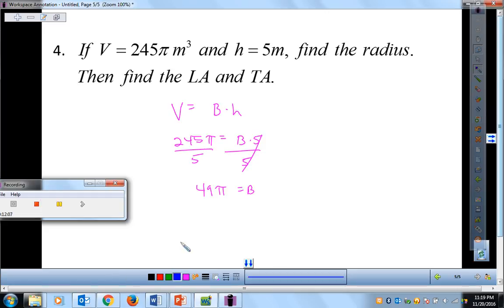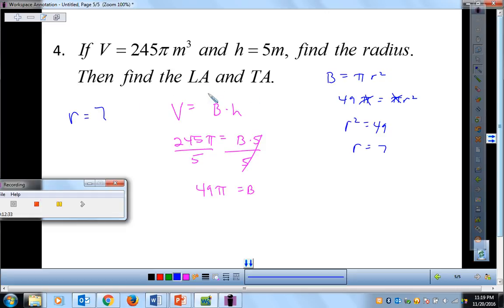Again, our key here is finding the radius. So let's go over here real quick and do area of the base equals pi r squared. 49 pi equals pi r squared. The pi's cancel out from each side, so I have r squared equals 49. Take the square root, r equals 7. So my radius is 7.